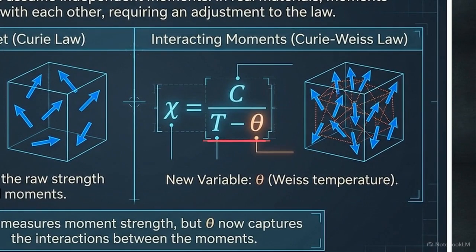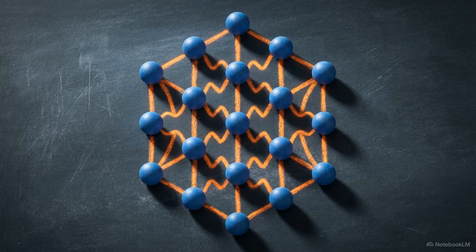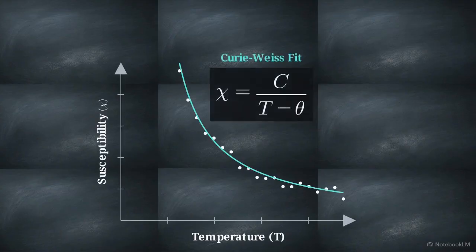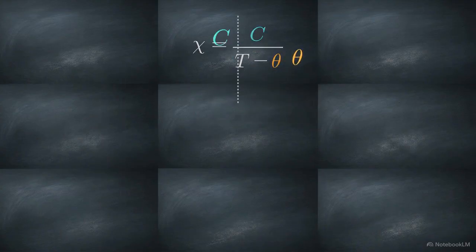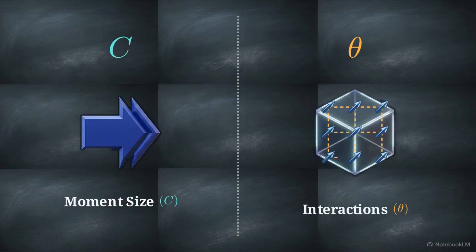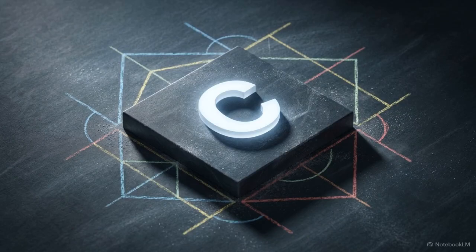That new variable, theta, is the Weiss temperature. It acts as a dedicated parameter that captures the strength and the nature of the magnetic interactions between neighboring atoms. By fitting lab data to this upgraded Curie-Weiss equation, scientists successfully disentangle the raw size of an atom's quantum moment, represented by C, from how it behaves with its neighbors, captured by theta. Whether modeling an ideal gas or characterizing a heavy rare earth magnet, the Curie constant remains the unique material-specific signature of any paramagnet.